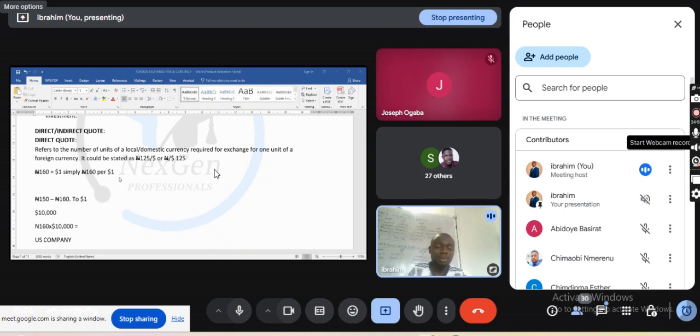I just needed to establish that a direct quote is when a Nigerian currency is involved and the spot rate of the Nigerian currency comes first, on the left hand side. You have 160 naira to $1. This 125 slash dollar, you will see more of it. So the interpretation is 125 naira equals $1. That is what it means.